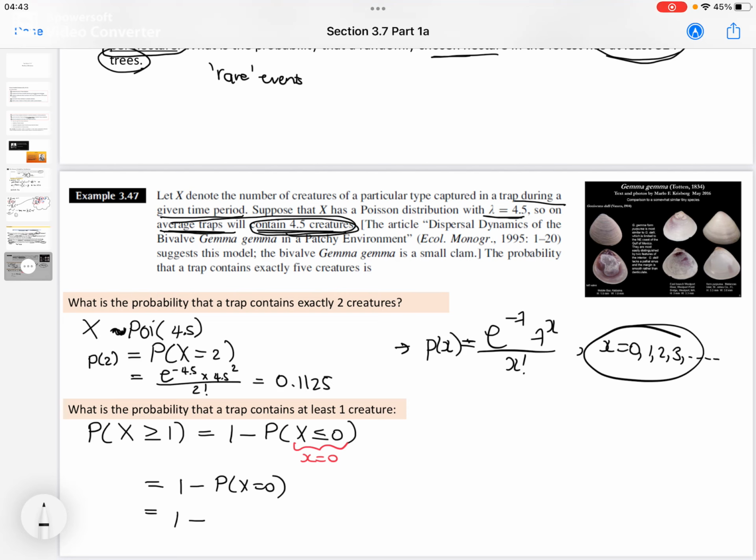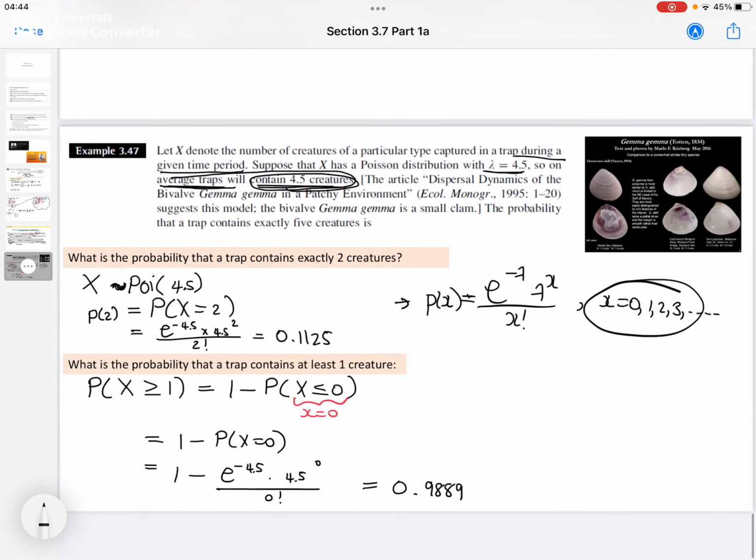Now this is equal to 1 minus e to the power minus lambda, where lambda is equal to 4.5, so it's negative 4.5, times 4.5 to the power 0, all divided by 0 factorial. And so this is equal to 0.9889. So there's a 98%, almost 99% chance that a trap will contain at least one creature. There will be a creature in there, all right? Okay.